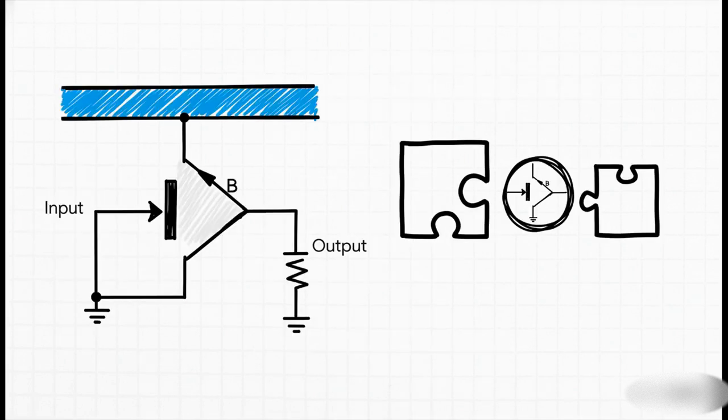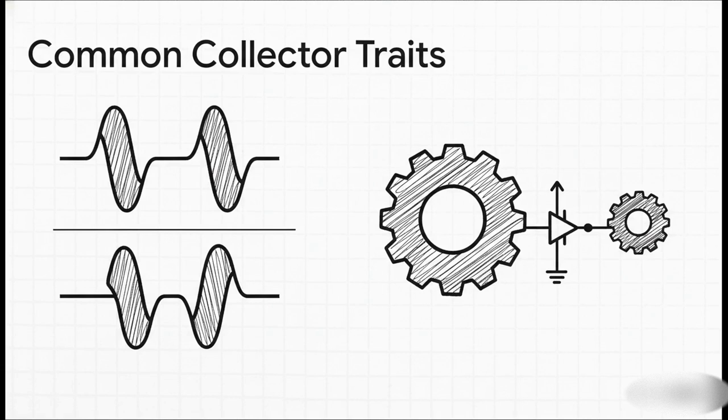And last but not least, we have the common collector configuration. People often call this one the emitter follower. Now, this one isn't about getting massive amplification. Instead, it plays a really crucial support role in a circuit. Its superpower is being a matchmaker.